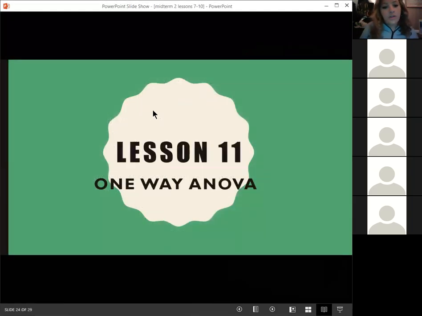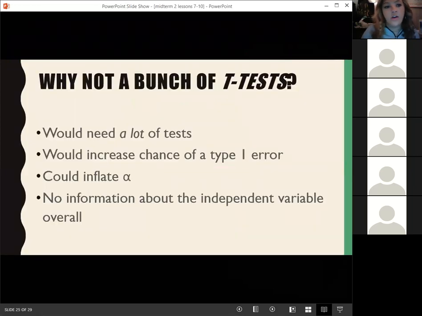All right, so then a quick review of lesson 11 for one-way ANOVA. A common question about ANOVA is, why wouldn't we use a bunch of t-tests? Basically, it's because we would have to do a lot of t-tests to find out if there is a difference between all the different means. So it would really be unproductive.